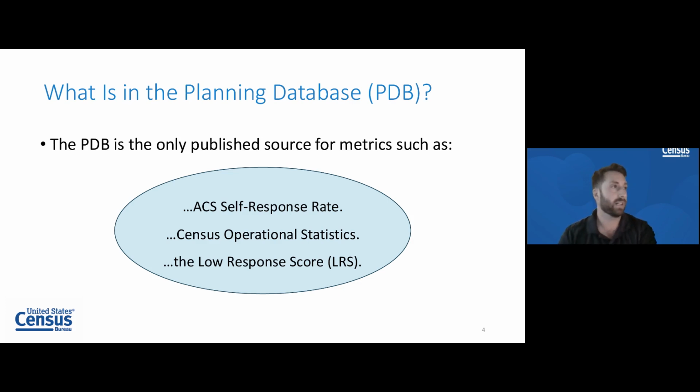And as mentioned, it is a very unique data source in that we're not only putting out very popular ACS 5-year estimates, but we also have some very unique measures like ACS self-response rate, census operational statistics, which we'll go over, and then the low response score, which is a modeled predictive score to look at areas with low response.